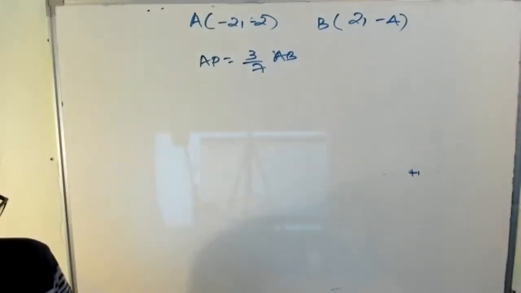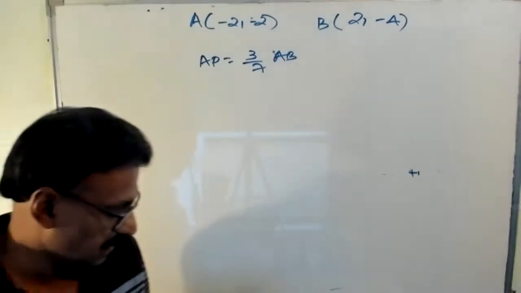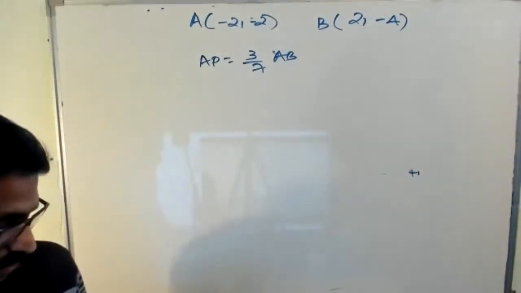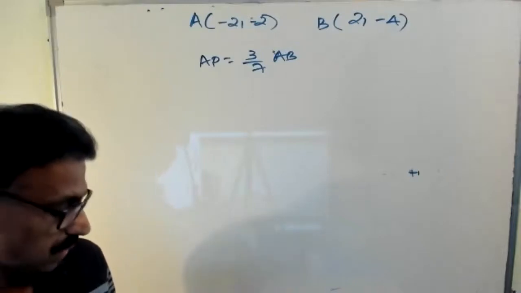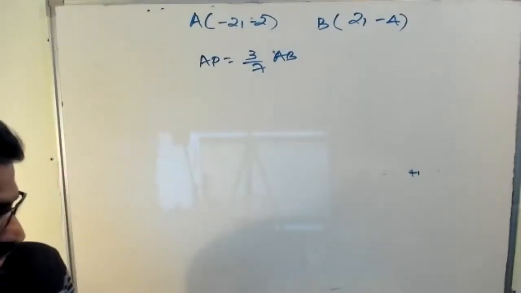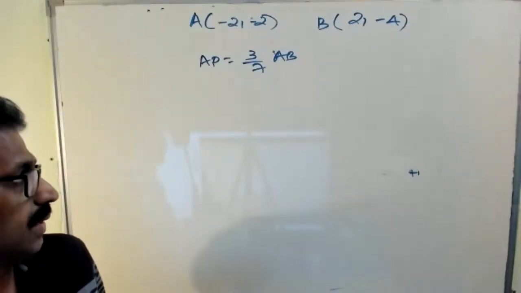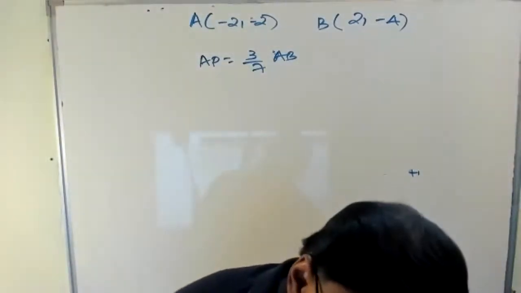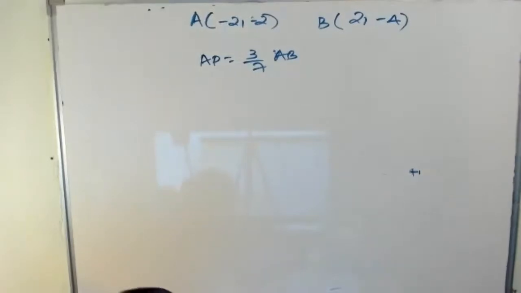Once again, if A and B are two points having coordinates (-2, -2) and (2, -4) respectively, find the coordinates of P such that AP equal to 3 by 7 AB. Okay, try now.